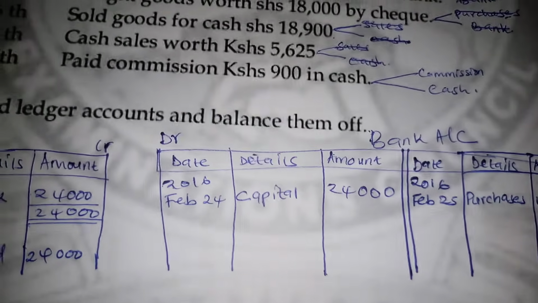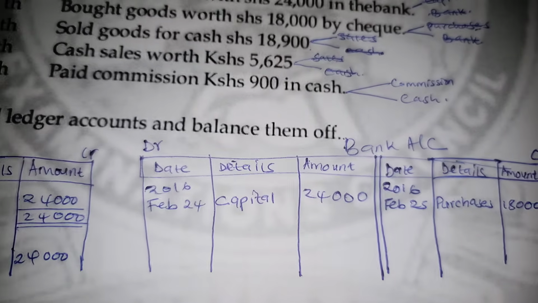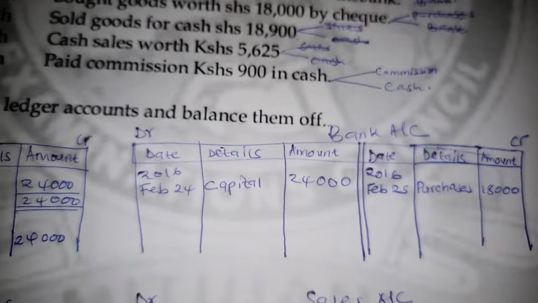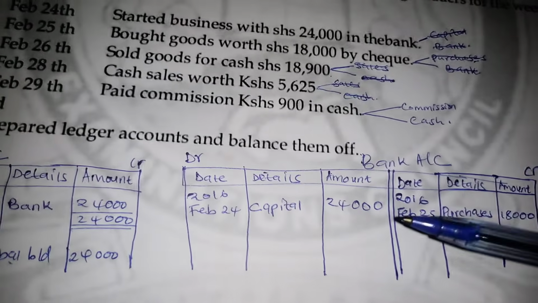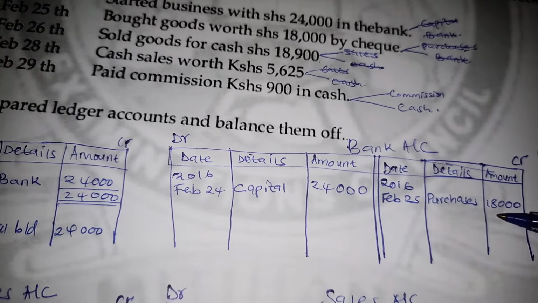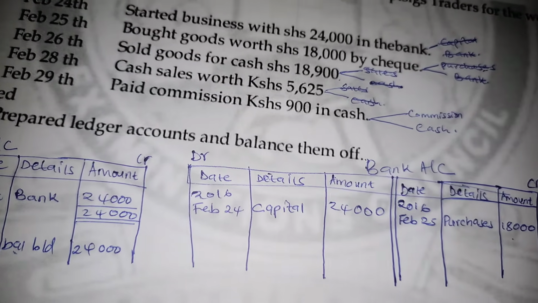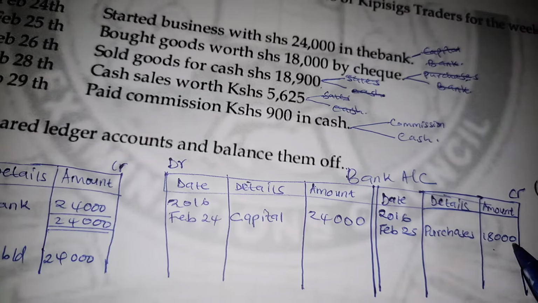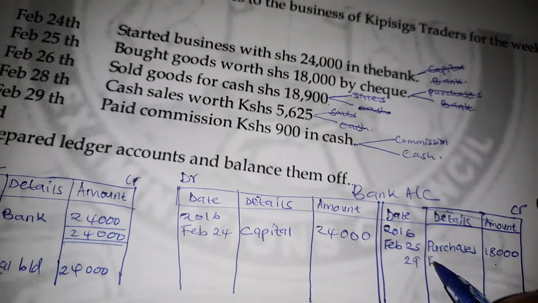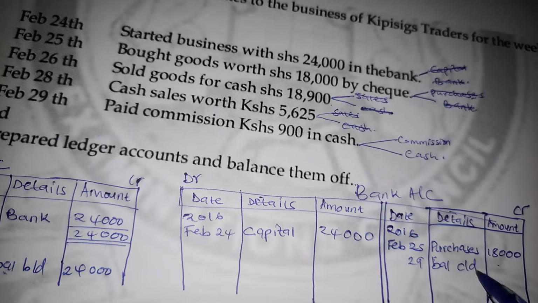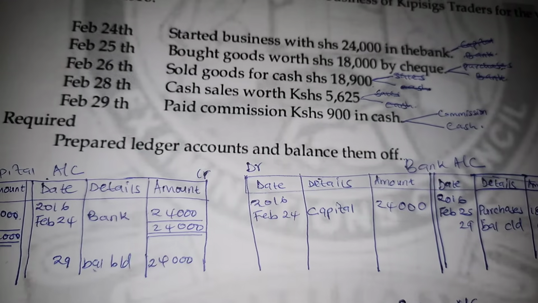Let's go to the next account, which is the bank account. Get the difference between 24,000 and 18,000. That gives us 6,000. And clearly looking, it is the credit side that has less amounts. So on 29th, the balance carried down is 6,000.